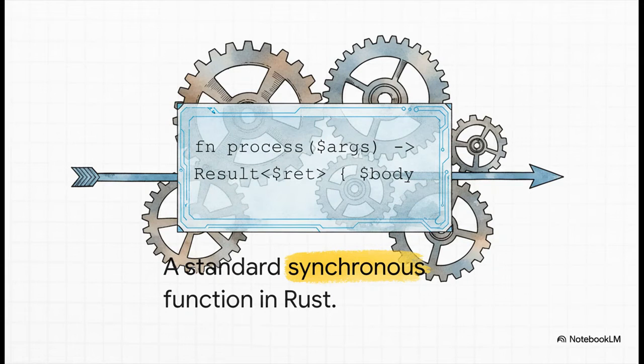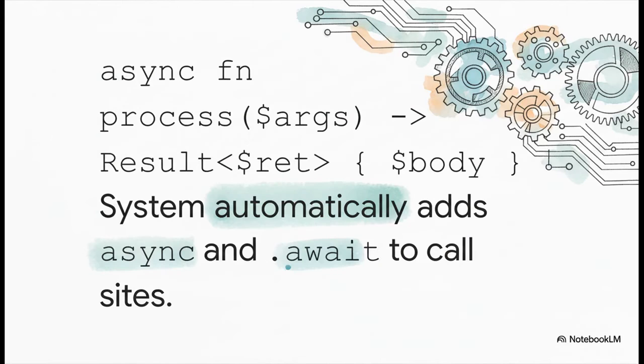Let's see this in action. Make it real. Here's a pretty standard synchronous function in Rust. A super common task for any developer is to switch this over to be asynchronous so it doesn't block everything else from running. And boom, here's the result. Now notice it didn't just slap the async keyword on the front. It understood the function's signature, it updated the return type, and it knew to add that critical .await call inside. That is a true structural refactoring.